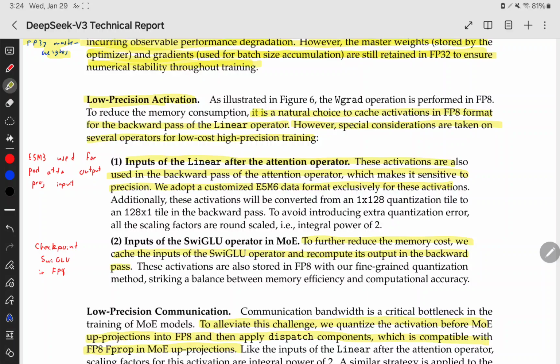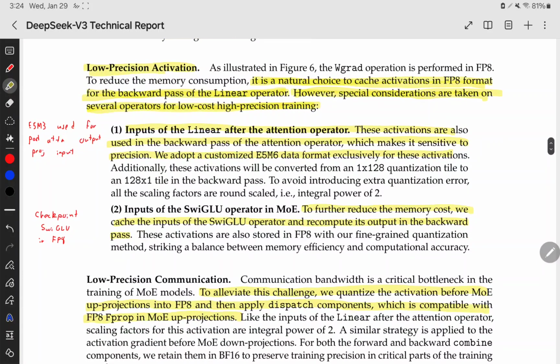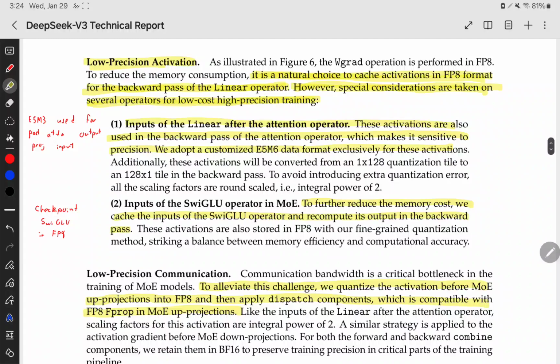Low precision activation, they said it is a natural choice to cache activations in a floating point 8 format for the backward pass in the linear operator. However, special considerations are taken on several operators for low cost, high precision training. So there are a few things you can't store in floating point 8 because it runs into problems. They say inputs of the linear after the attention operator. They say here that these activations are also used in the backward pass of the attention operator, which makes it sensitive to precision. We adopt a customized E5M6 data format exclusively for these activations.